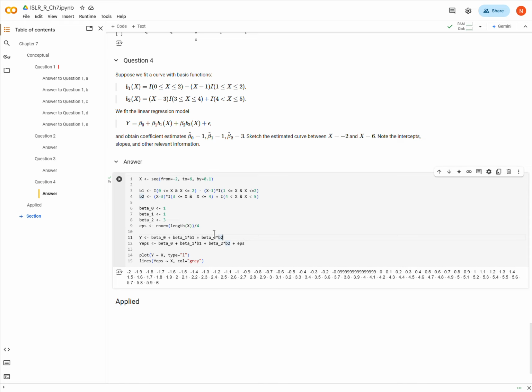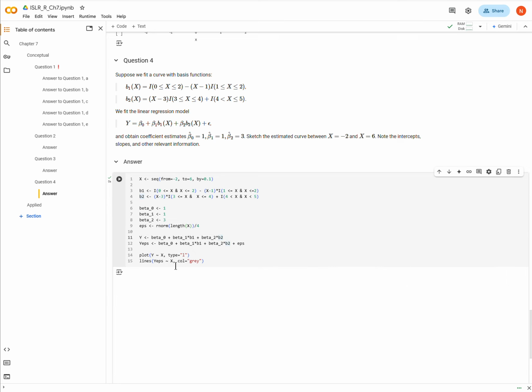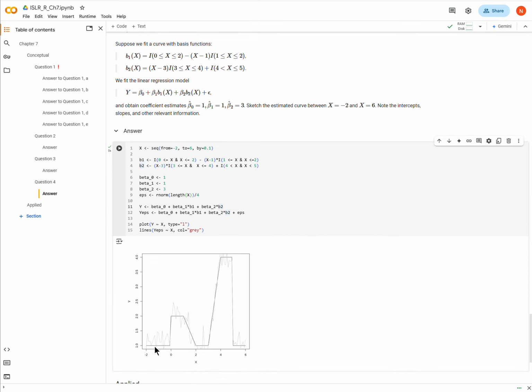And then I don't have my error term here, but I do have it here, and I'll just plot both of these because with the error term, it's a squiggly line. It's hard to get the exact shape. So this y is really the expected value of y, and this is one possible draw of y, with some noise in it. Okay. And then I'm going to plot both of them, and this is what we get. Okay. So we'll call that good.